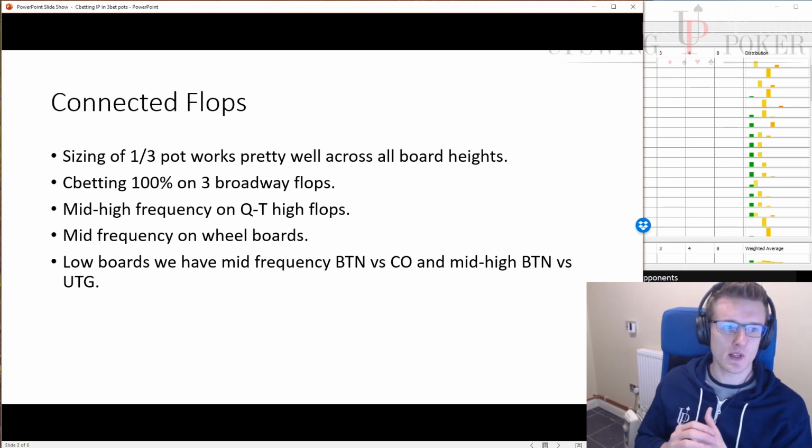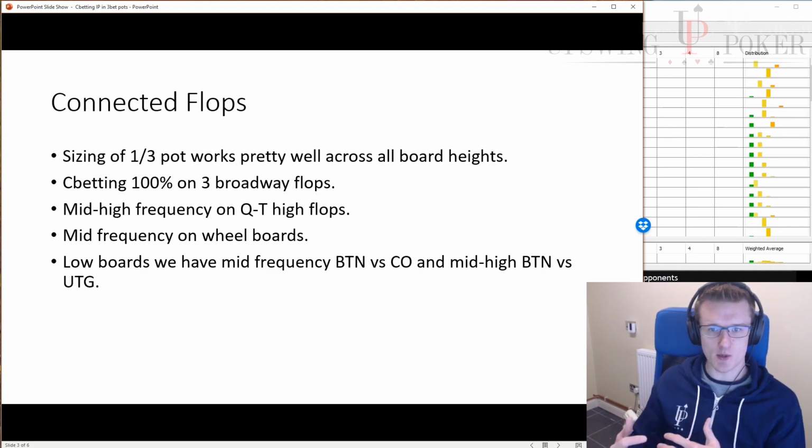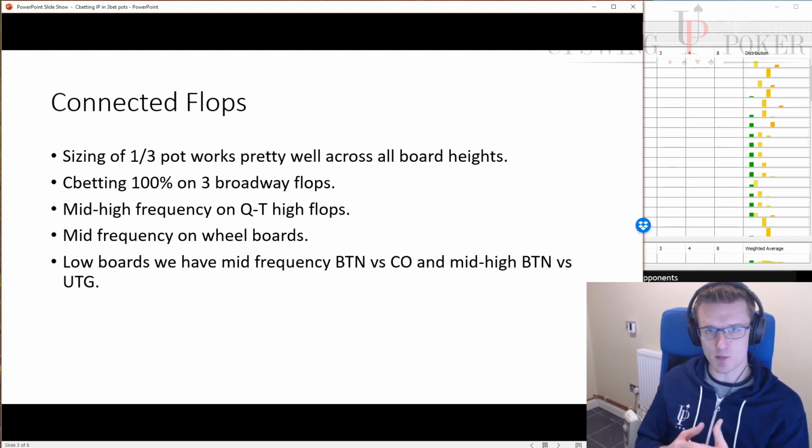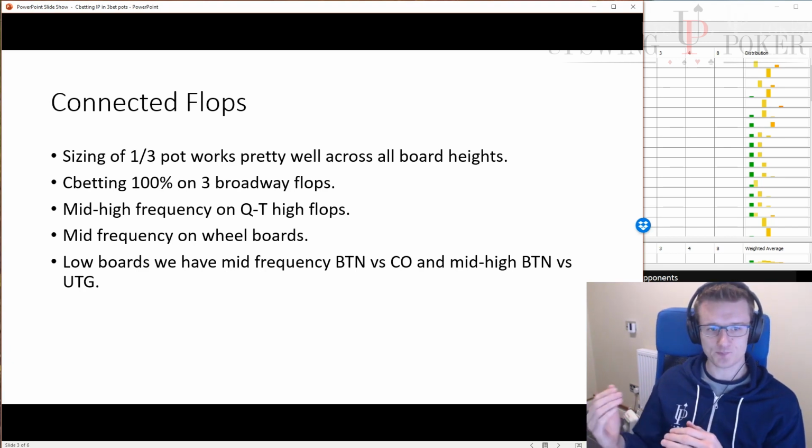Low boards, again, we've got mid-frequency button versus cutoff, and then mid-high button versus under the gun. So this is similar to our connected boards where we had mid-frequency button versus cutoff, because cutoff's just doing better on low boards. But we're not going all the way up to high to very high like we did button versus under the gun on disconnected boards.